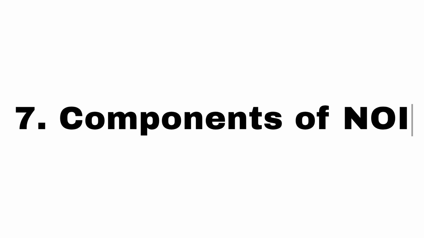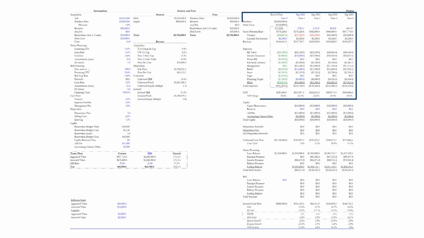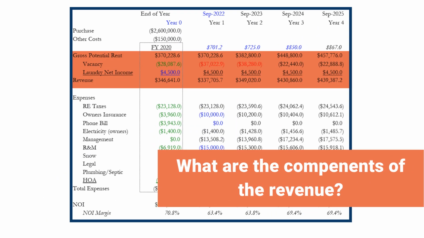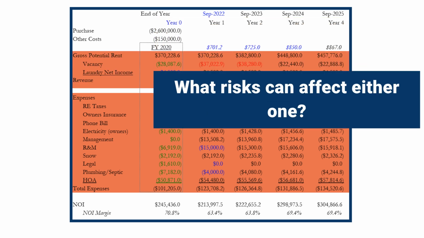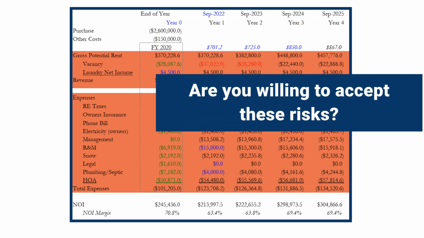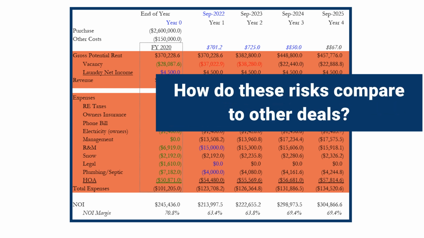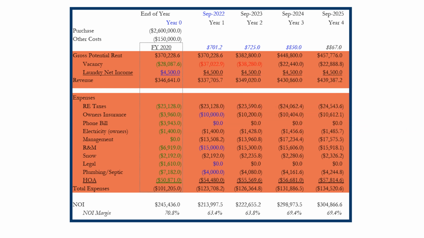7. Components of NOI. Then you look at the cash flow itself. What are the components of the revenue? What are the components of the expenses? What risks could cause major fluctuations in either one? Are you willing to accept these risks? How do these risks compare to other deals? You want to make sure that you're going into each deal with eyes wide open.